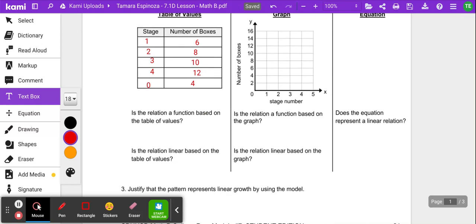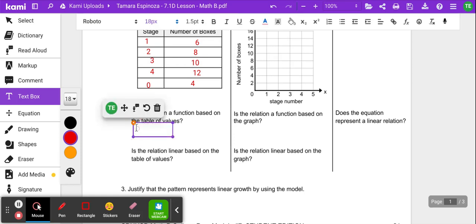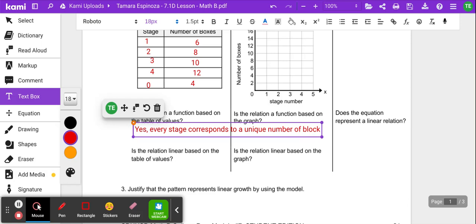Okay, is it a function based on the table of values? Yes, because every stage is only giving me one output, one answer. So here, yes, every stage corresponds to a unique number of blocks. Remember, your x has to go to just one y, not 2 y's, if it's a function.